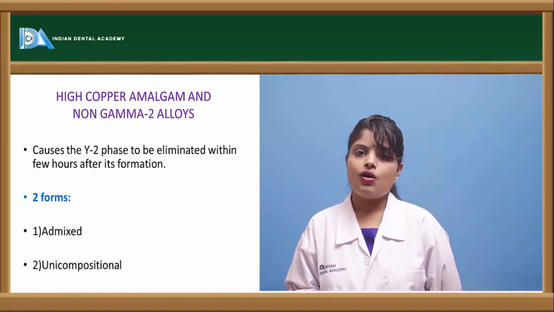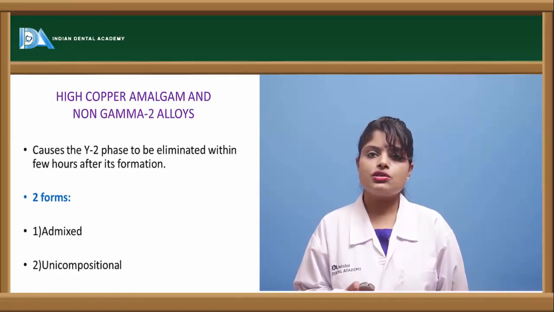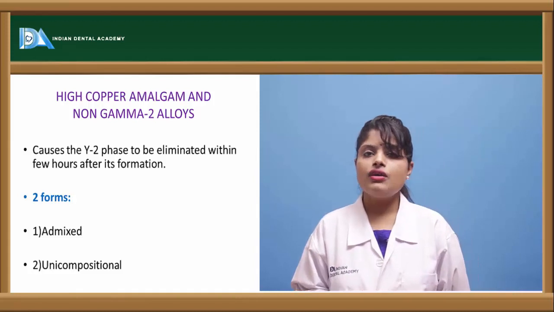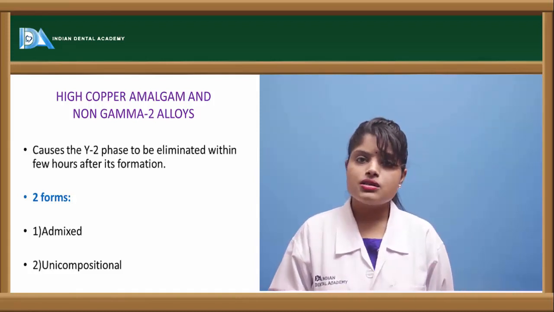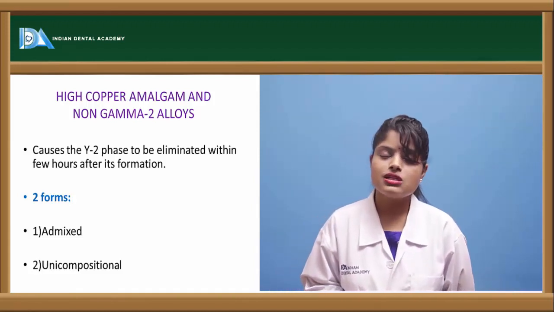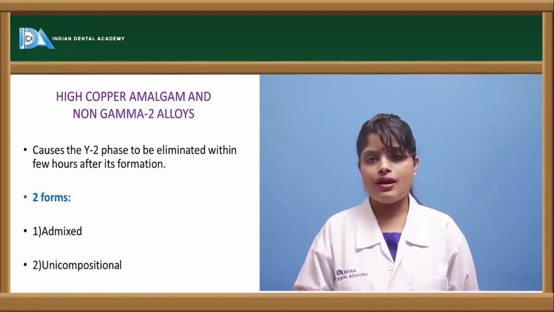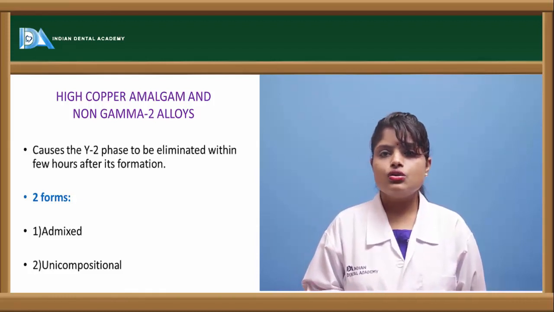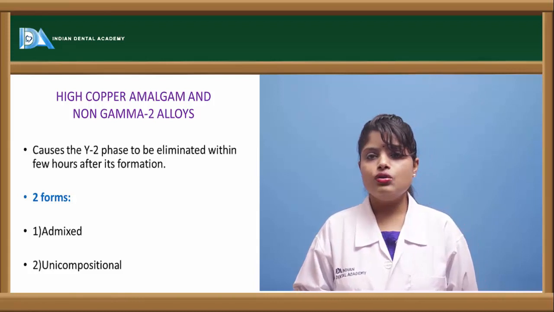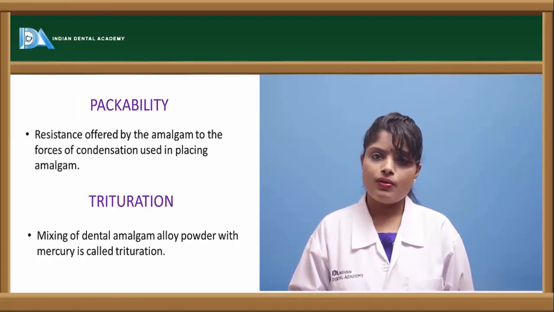Then high copper alloy excludes the gamma phase, which is an setting reaction of the amalgam alloy. So this gamma phase is eliminated, which leads to increased strength of the high copper alloy. Generally, two forms are there, admixed and the unicomposition of the high copper alloy.